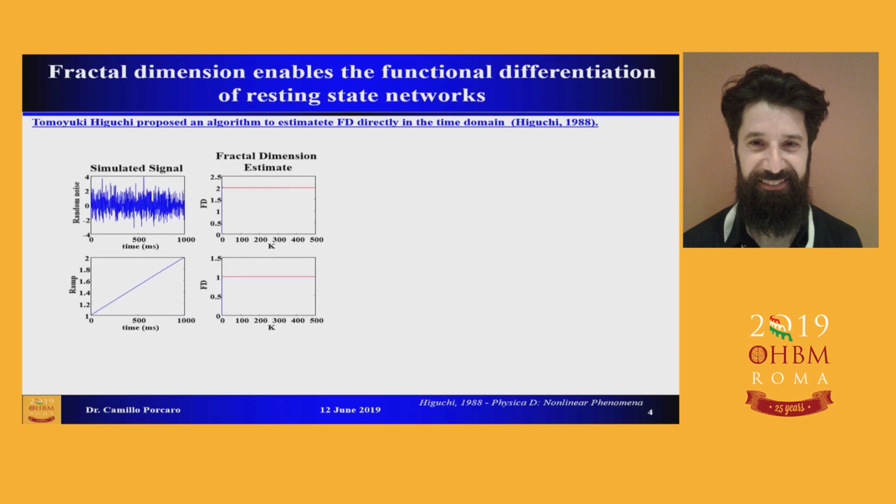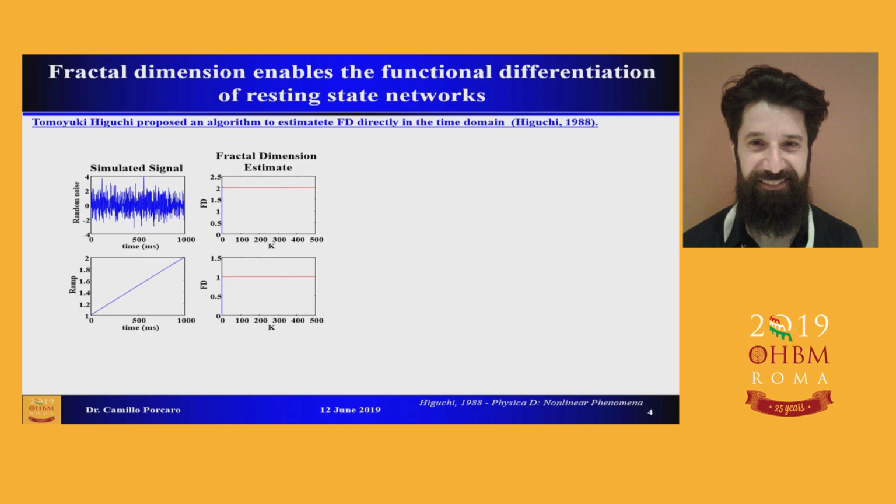So if we estimate the fractal dimension for a random noise time series based on Gaussian noise, we have an estimation of fractal dimension equal to 2. That is closer to a very complex signal. Instead, if we have a time series like a ramp, the fractal dimension estimated by the Higuchi algorithm is equal to 1. So we have an upper bound and a lower bound.